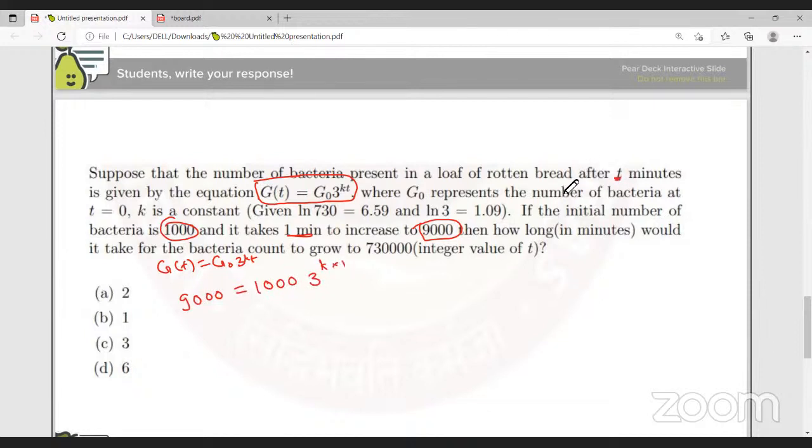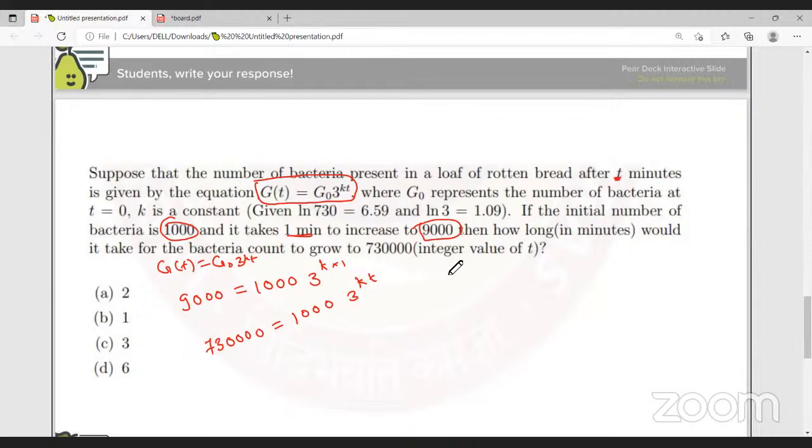And then the next equation is 730,000 is equal to 1,000 into 3 to the power kt. Now I replace 3 to the power k in that position. Why not find k from the first equation? 3 to the power k is equal to 9,000 by 1,000. We can find k directly by taking log. I'm just doing it that way.